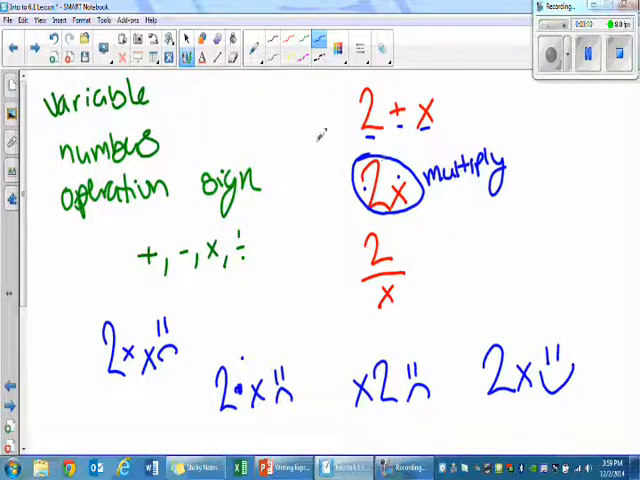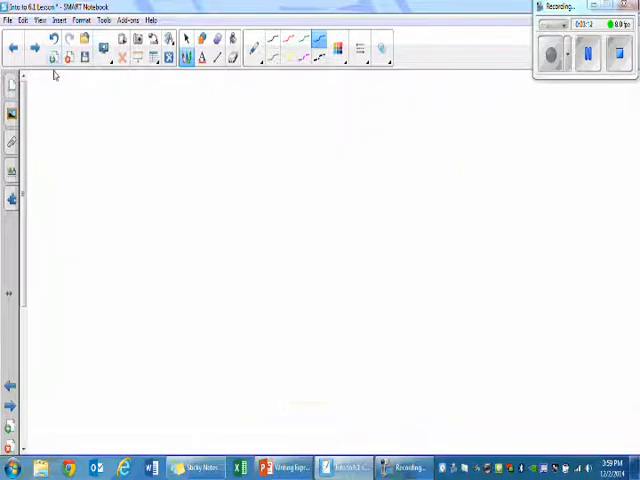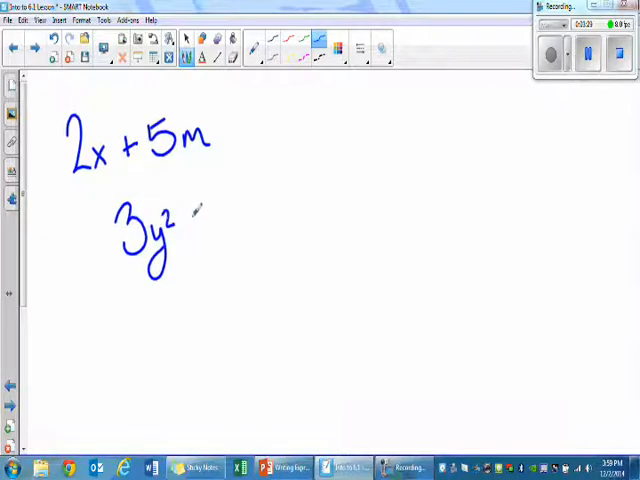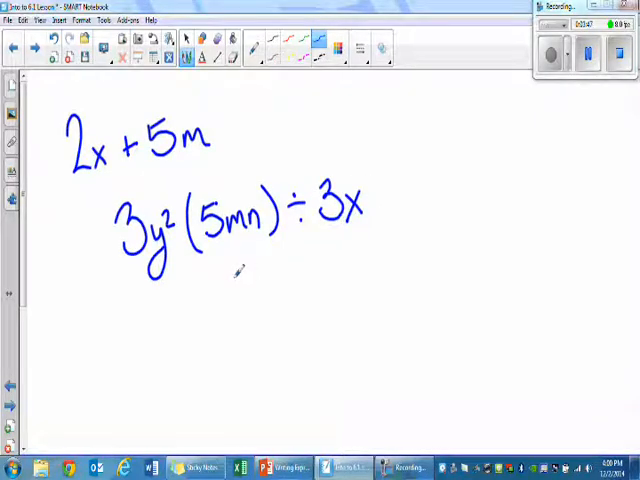Okay? So, moving on, here might be another example. You could have 2x plus 5m. That has variables, numbers, an operation sign. That's an algebraic expression. We could go crazy. 3y squared times 5mn. Okay, numbers, variables, the operation would be to multiply. We could get even crazier and add something else to it. Okay, looks like 3 and 5 are my favorite numbers right now. So all of these are algebraic expressions.